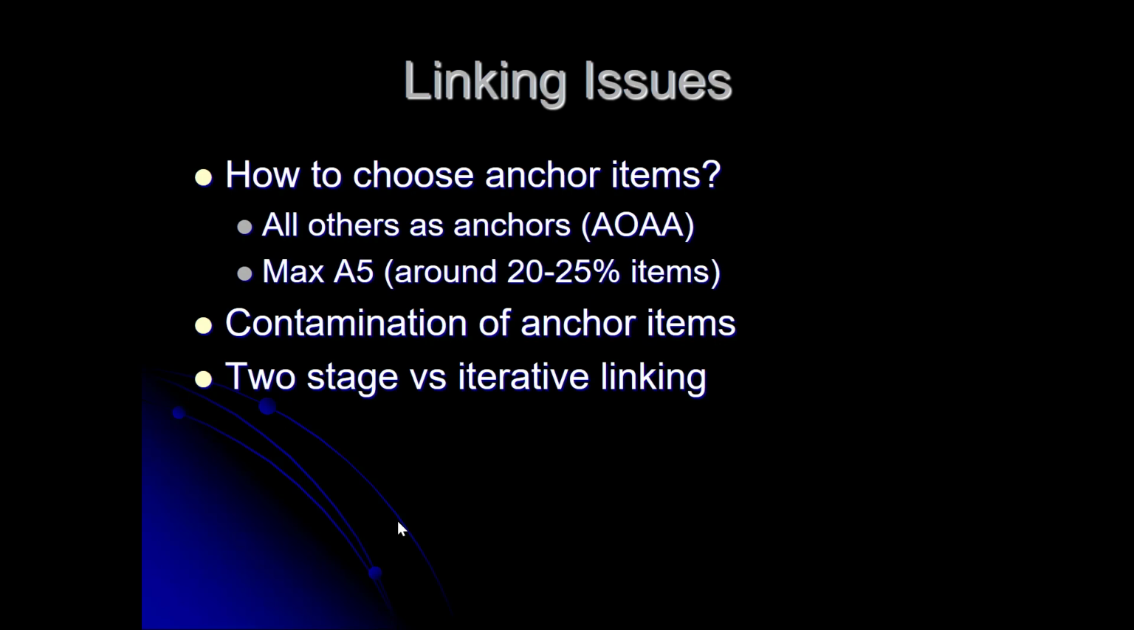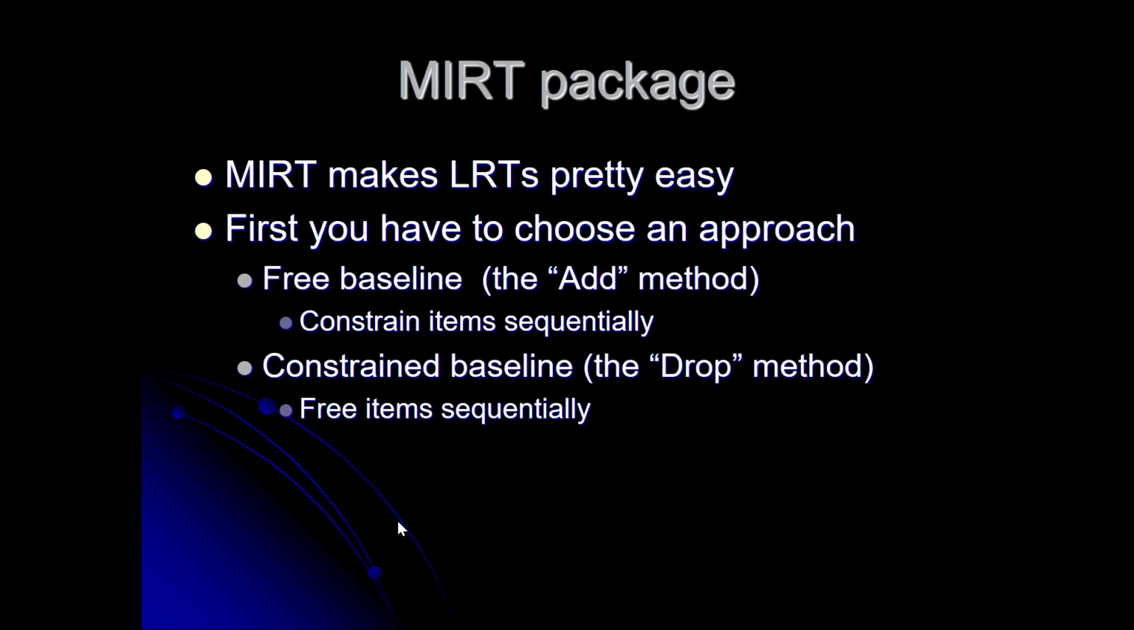The most common approach historically in the IRT literature is to use something called the all others as anchors approach, AOAA, all others as anchors. And typically, this is where you're doing an invariance test using a constrained baseline model. So if you go down to the bottom bullet point on this slide, essentially what you're doing in the all others as anchors approach is setting all of the item parameters to be equal across the two groups in one run.